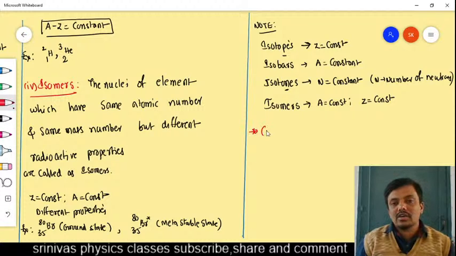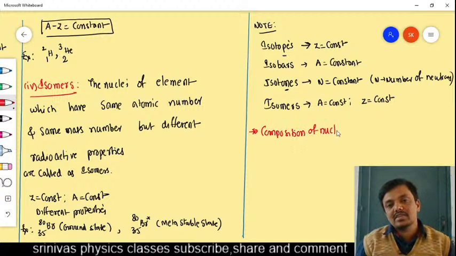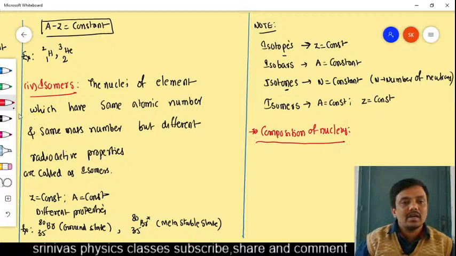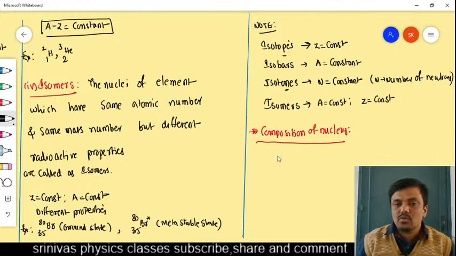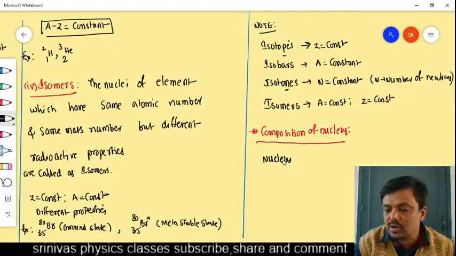In the nucleus, what will be there? Composition of nucleus. Can you tell, the nucleus is made up of what? What does it consist of inside the nucleus? Can you tell anyone? Write in the chat box, students.